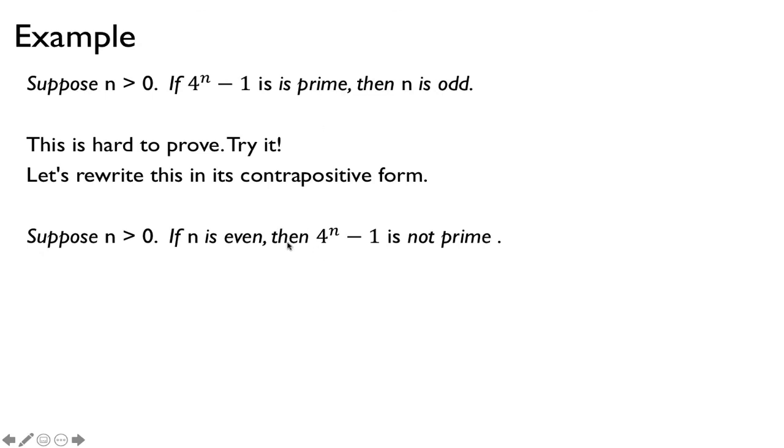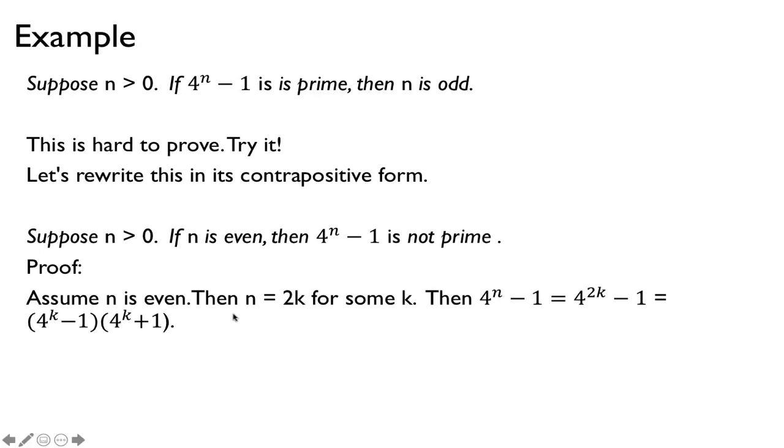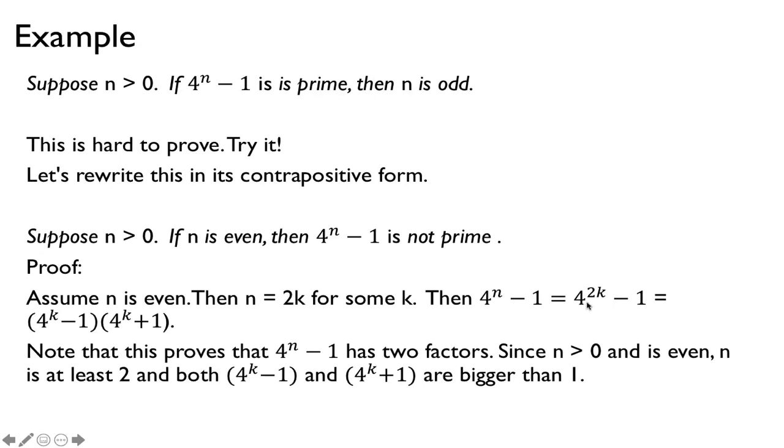In fact, let's prove it now. So assume that n is even. That means n is 2k for some k. 4 to the n minus 1 is 4 to the 2k minus 1. This can be factored into 4 to the k minus 1 and 4 to the k plus 1. And so that says that 4 to the n minus 1 is factorable into two factors. Now we have to prove that these two factors are actually bigger than 1. Because n is even and positive, we know that n is at least 2, and plugging in n being at least 2, we see that these terms are bigger than 1. That says that we can factor this term, which means that it's not prime.